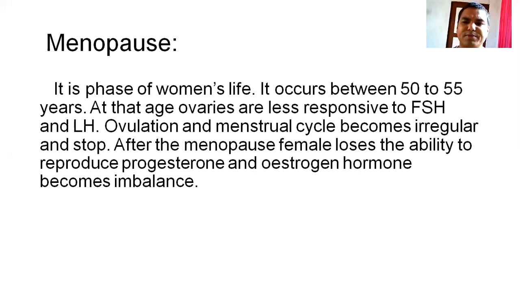Now, in these 50 to 55 year old women, there is a loss of ability to produce progesterone and estrogen, the female sex hormones. As a result of the absence of these female sex hormones, menopause occurs, or the menstruation cycle is stopped in the human female. Dear students, I have just discussed the reproductive system and menstruation cycle in this e-learning class.